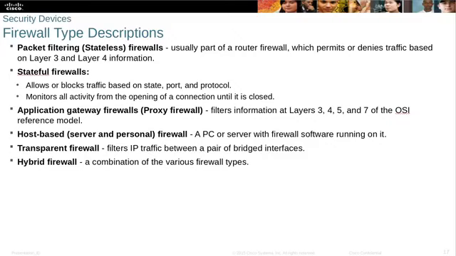Application gateway firewalls, also known as proxy firewalls, are capable of filtering information at layers 3, 4, 5 and 7 of the OSI layer model. So that's the network layer, the transport layer, the session layer and the application layer. Very impressive. Host-based firewalls, either server or personal firewalls, are software that's actually on the PC, like for instance the Windows Defender firewall that you find on Windows PCs. A transparent firewall filters IP traffic between a pair of bridged interfaces, and a hybrid firewall is a combination of different firewall types.